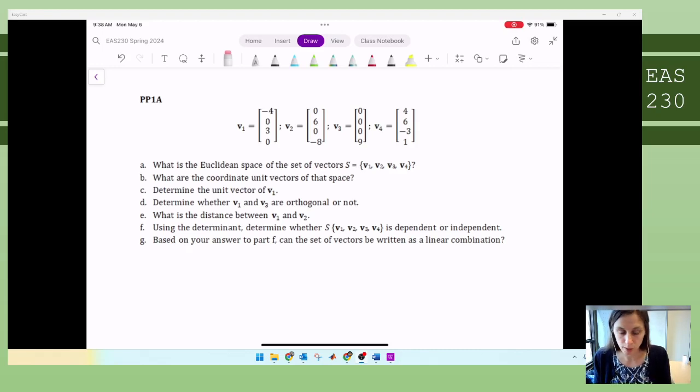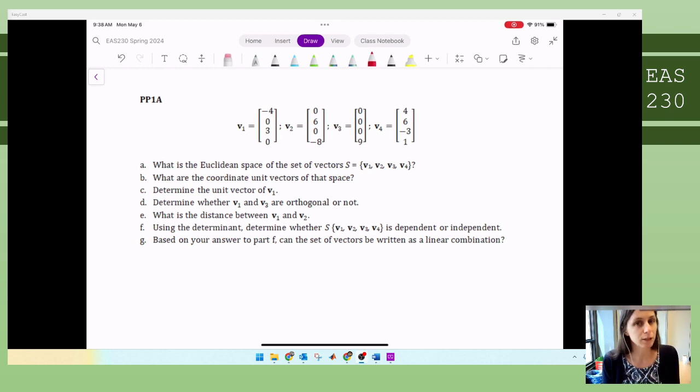Okay, problem 1 on the practice exam looks like this. There are 2 versions of problem 1, or 2 different kinds of problem 1, so I'll go over both of them in this video, and then in subsequent videos I will go over similar concepts for problems 2, 3, 4, etc. So, problem 1, what is the Euclidean space of these set of vectors?